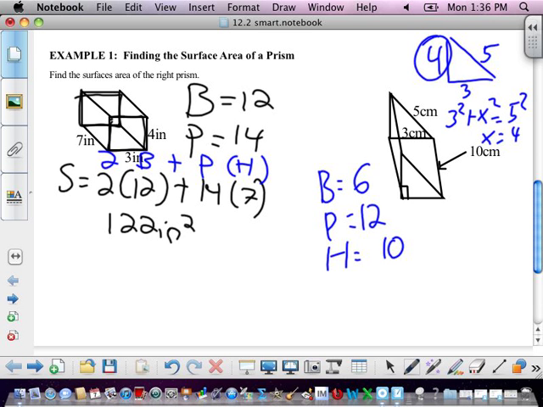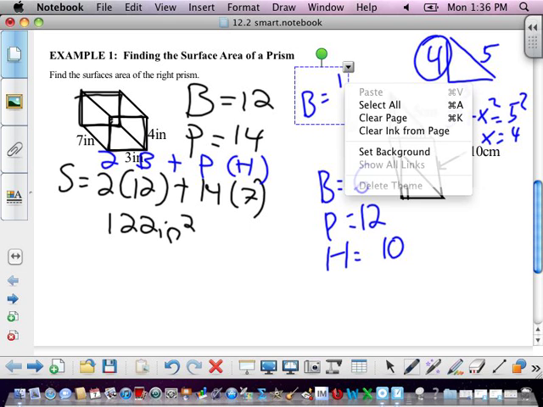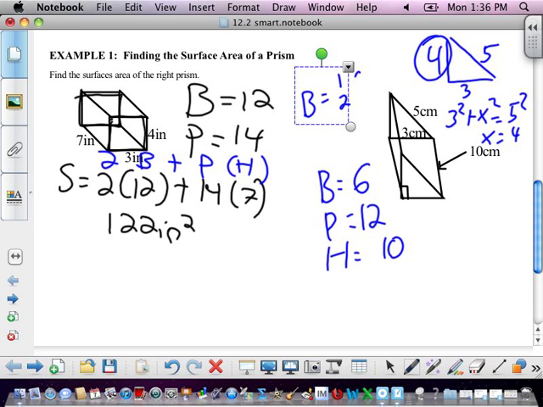So then we know that the base equals 1/2 times 3, the bottom of the triangle, times the height of the triangle, which gives us 6. The perimeter, I added up the outsides. The height is the difference between them. Are we okay so far? Questions? Yes? Yes, because it's the perimeter of just the triangle.